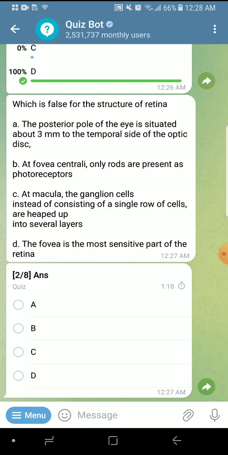Fovea is the most sensitive part of the retina. And why is the macula the thickest part of the retina? Because the ganglionic cells are multi-layered at the macula. That is also expected, but still if you don't know, at least B statement, you should know this.